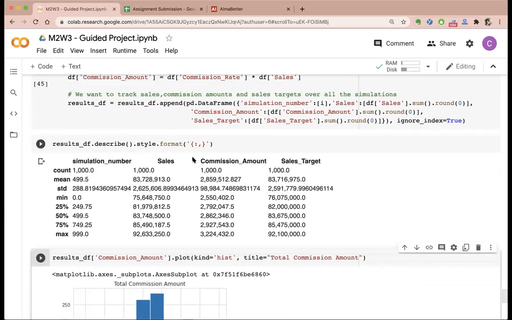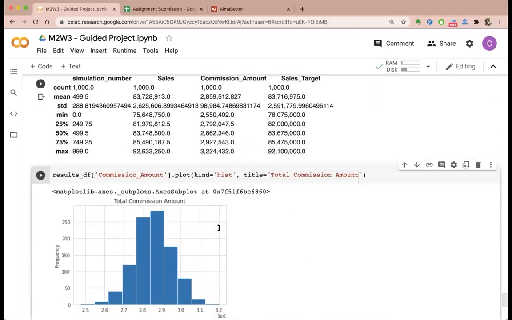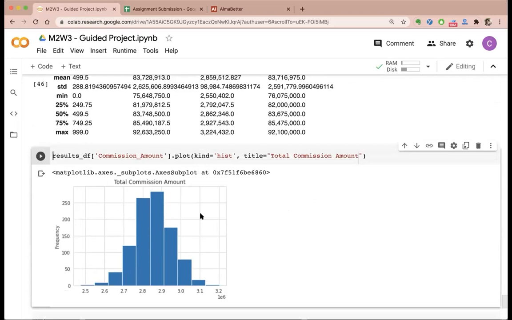So now I have got all the results for each simulation, right? So now I have plotted this histogram for the commission amount. Okay. So basically, if you go with this graph to the finance department instead of going with one prediction, okay, so instead of going with one prediction, let's say 2.8 million, you go along with this graph. So this has much more utility than just one value.